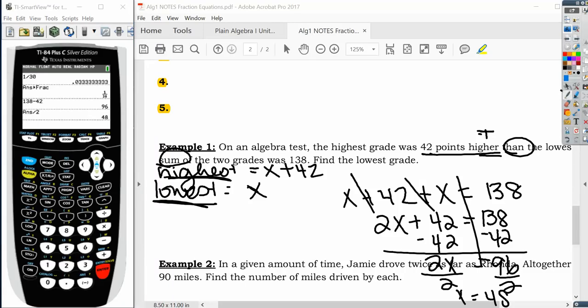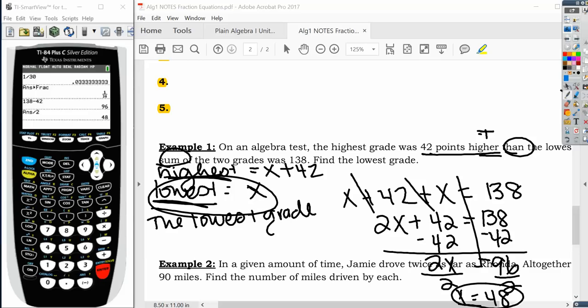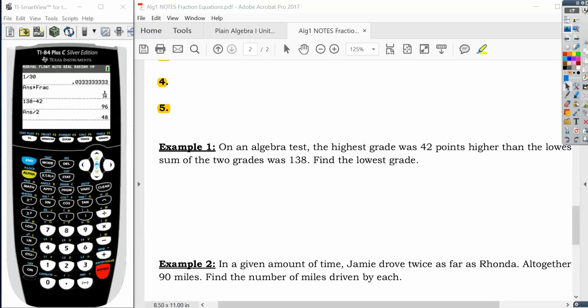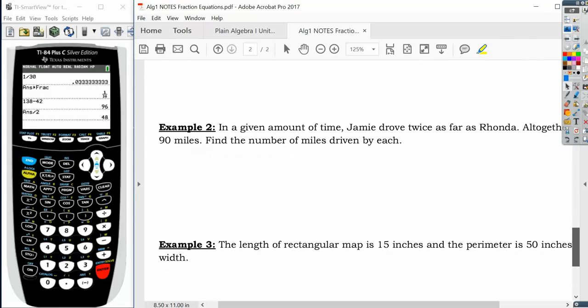So if x is 48, is x the lowest grade or the highest grade? Well, notice it's the lowest grade. So if I write a sentence to make sure it's logical, the lowest grade is 48 points. And I always end with a sentence to ensure that it's logical. So let's go ahead and let's look at the next one.